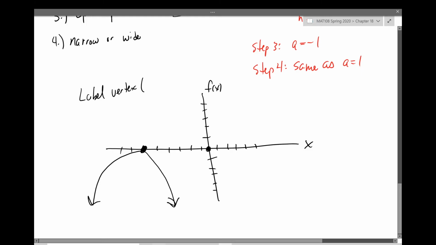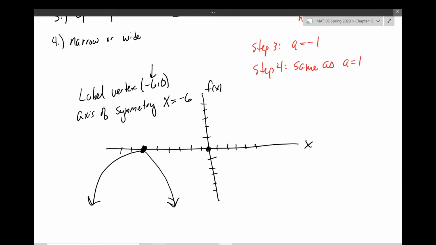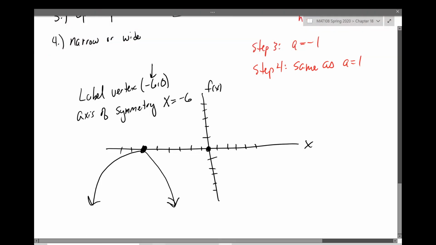Well, my vertex is going to be the point (-6, 0). And my axis of symmetry is always going to be that number right there, so x equals -6. If I wanted to graph that, since it's x equals -6, that is a vertical line. I just label it x equals -6, and I'll label the vertex right there. And that's it. That's as hard as it gets.